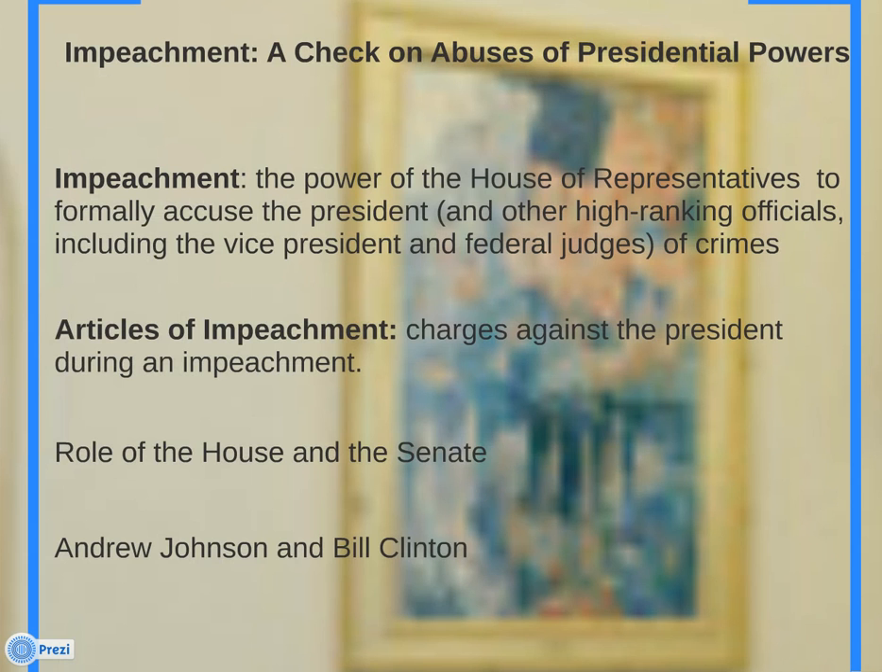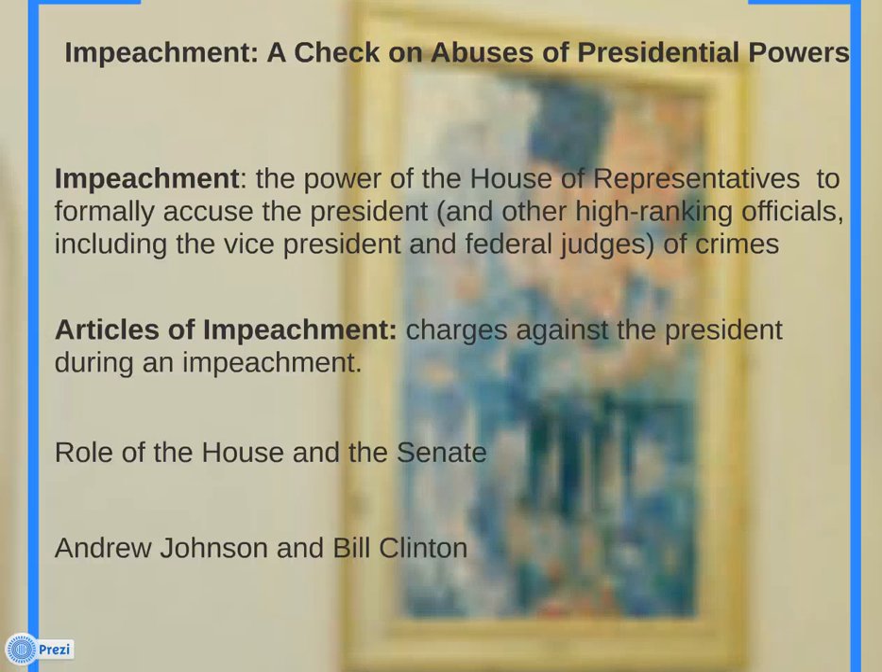Although presidential powers are flexible and can be shaped by the individuals holding the office, these powers do not go unchecked. One crucial check on presidential power is impeachment, the power of the House of Representatives to formally accuse the president and other high-ranking officials, including the vice president and federal judges, of crimes. The Constitution specifically refers to the charges of treason, bribery, or other high crimes and misdemeanors, an appropriately vague description of the potential offenses a president could commit. An impeachment can be thought of as an indictment.